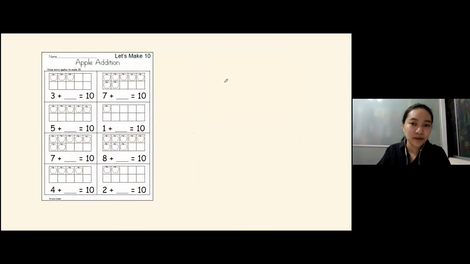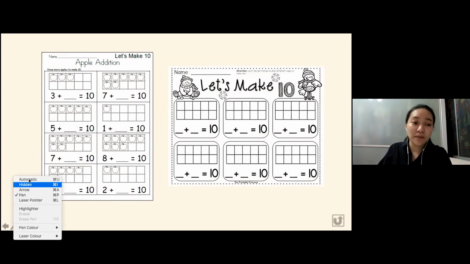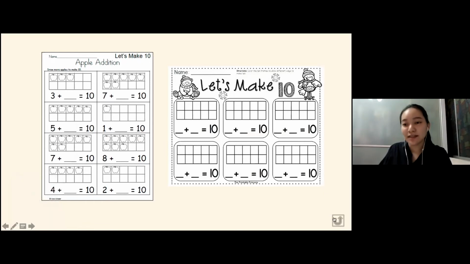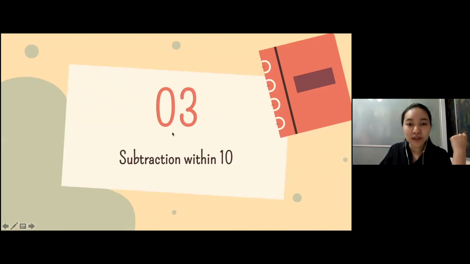And then you can also have this kind of worksheet. So eventually, with much practice, the kid will memorize what makes 10. So this is number bonds to 10. Then let's move on to subtraction within 10. Okay.